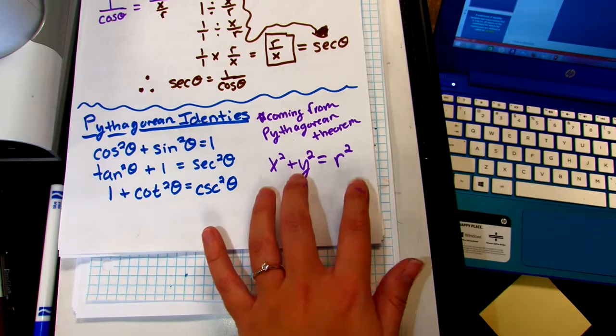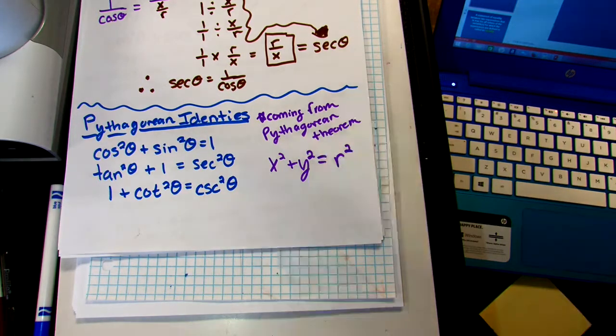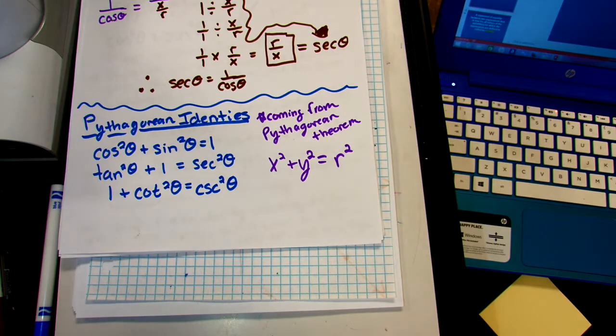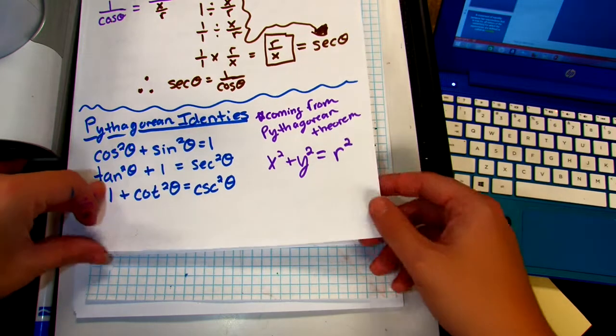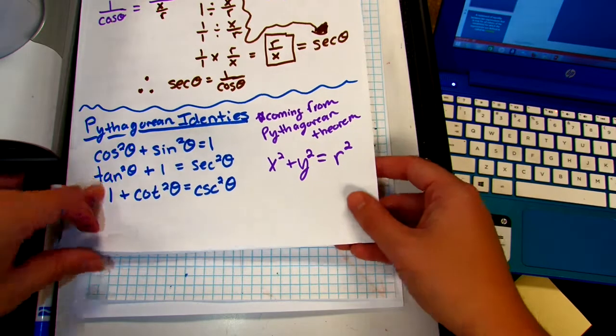Well, remember that the Pythagorean theorem, when we're relating it to the triangle formed on the coordinate plane with those trig values, is x squared plus y squared equals r squared, where r was the radius, right? The radius formed on that triangle, or the hypotenuse on that triangle.